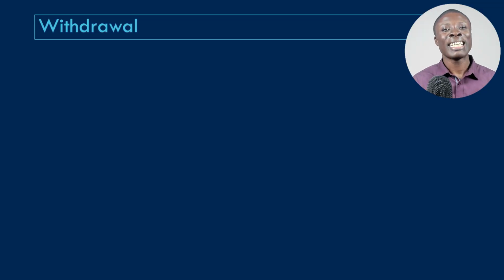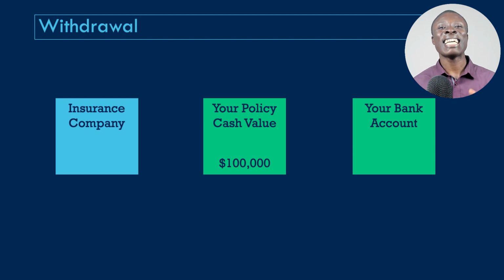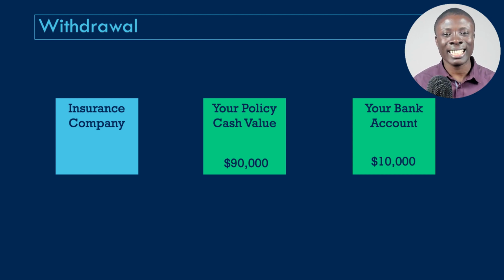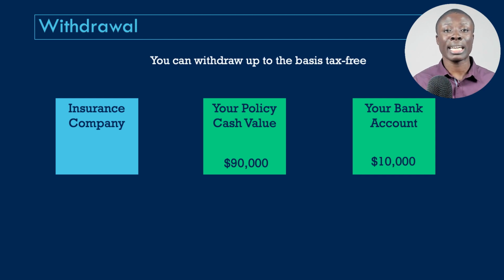Another way to access money from your policy is through withdrawal. With withdrawal, the money you request is taken directly from your cash value. So if you have a cash value of $100,000, after withdrawal, the cash value will be $90,000. So pretty straightforward. One thing you have to be aware of is that any money above the cost basis will be subject to income tax.